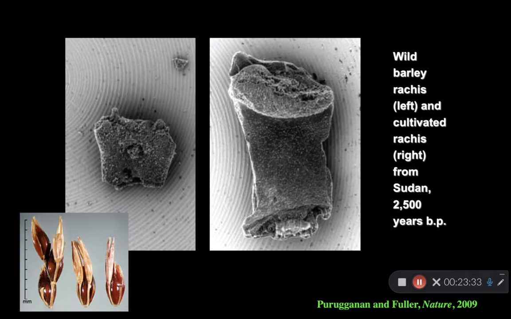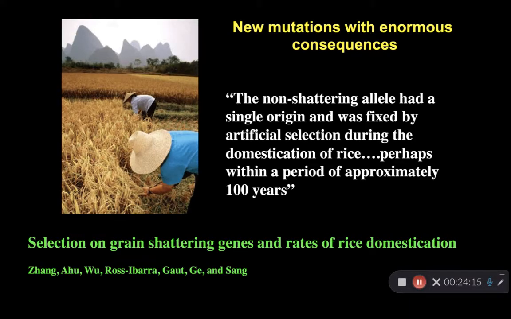The rachis, which is the part of the flower that holds the kernel, holds the grain on the plant, the wild rachis is pictured on the left. The cultivated rachis is pictured on the right, and this comes from the Sudan 2,500 years ago. The cultivated rachis is this big structure that holds that kernel on the plant so that it can't fall off, so that we can come in and harvest it when we want. And I think this is such a fascinating feature of crop evolution, that we can select for things that make it possible for us to harvest when we want, the non-shattering type.